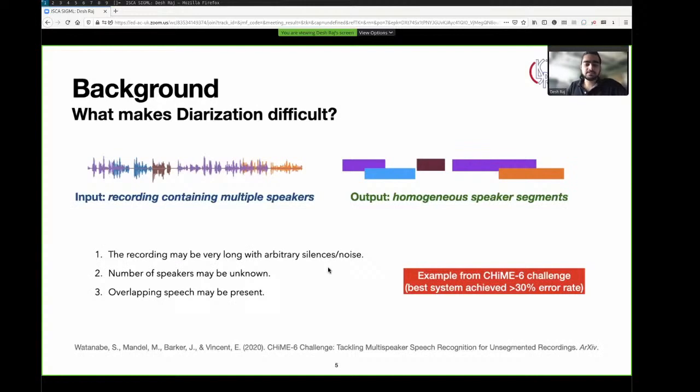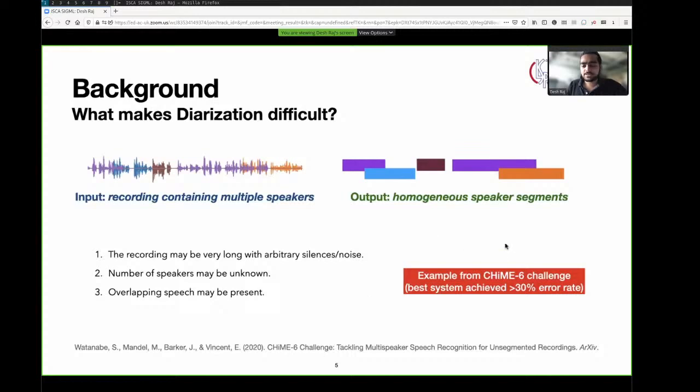What makes diarization difficult? I mentioned this briefly earlier. There are a few key difficulties. The most important ones are that the recordings may have a lot of silences or background noise. The number of speakers is usually not known in advance. And also overlapping speech, which is the key point of this talk, may be present in the audio. And this is a particular problem in diarization. Of course, this also makes things like ASR very difficult for the systems that we have now. But in this talk, I'll focus on overlapping speech and how to handle it in diarization systems.